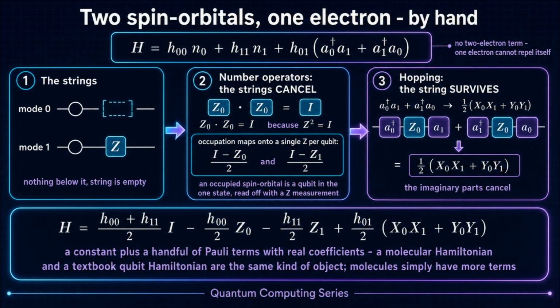Abstraction has gone far enough. Take 2 spin orbitals and 1 electron. With only 2 modes, there is no 2-electron term, since 1 electron cannot repel itself. Mode 0 has nothing below it, so its string is empty. Mode 1 carries a single Z. For the number operators the strings appear twice and cancel, because Z squared is the identity, so occupation maps onto a single Z per qubit. For the hopping term, the string survives, and the imaginary parts cancel to leave 1/2 of X plus Y. The whole Hamiltonian becomes a weighted sum of Pauli strings.